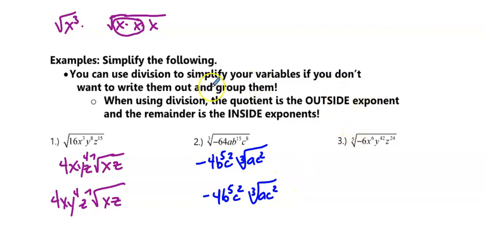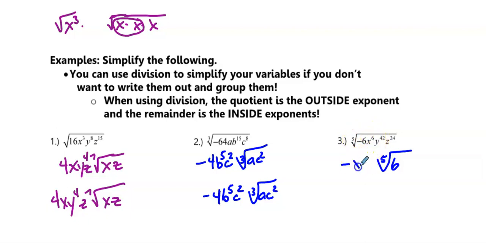Fifth root, looking for sets of 5. It's an odd root, negative. We're still going to pull the negative out. But there are no sets of 5 in 6, so that's going to stay under the radical. We got the fifth root of 6.